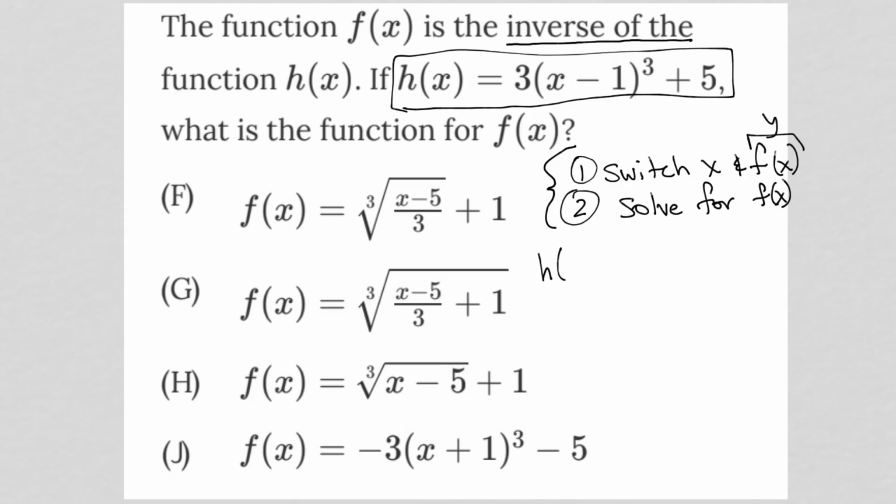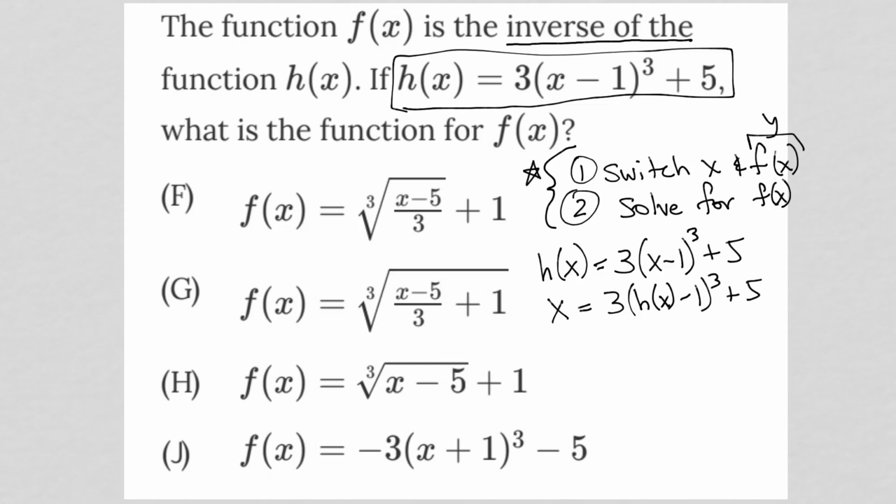If h of x is equal to 3 parentheses x minus 1 cubed plus 5, then my first step here is to switch x and, in this case, h of x. All right, so that means this equation turns into saying x instead of h of x equals 3 parentheses h of x instead of x minus 1 cubed plus 5, right? So that's my switching x and the function, f of x, g of x, h of x, whatever it ends up being. So that's my switching of them.